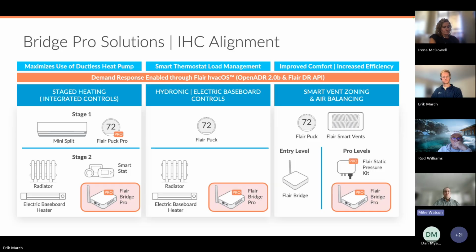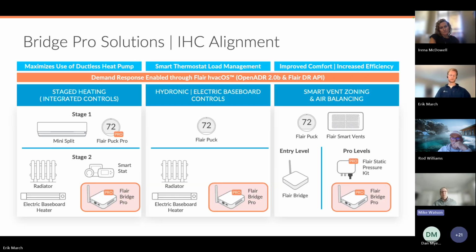And then we also mentioned the smart vent zoning and air balancing, where the Flair Bridge really is an equipment interface in a slightly different way to an air handler through a static pressure kit, so that we can then have smart vents that are replacing the registers inside a home, redirecting heat or cool to where the user wants heat and cool to go, all maximized to a static pressure limit. So you can have aggressive opening and closing of vents that are all protected by static pressure levels.